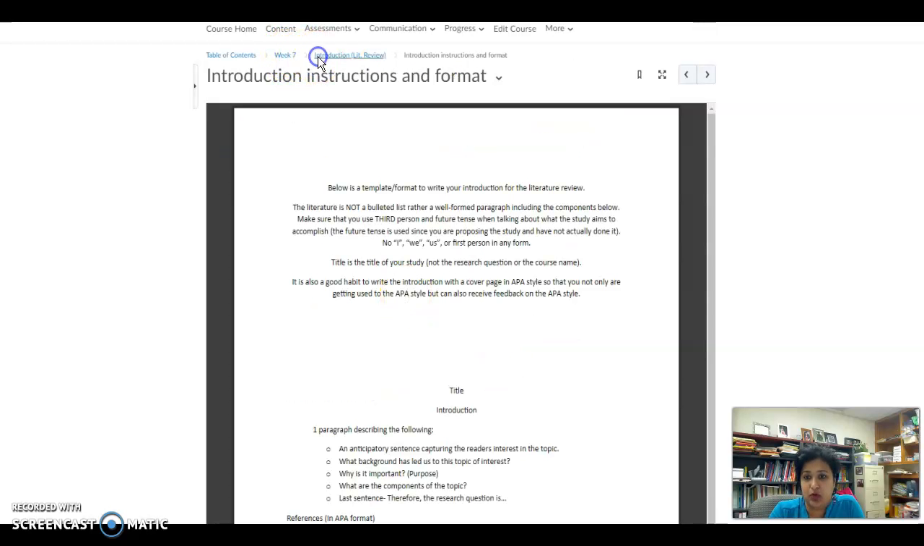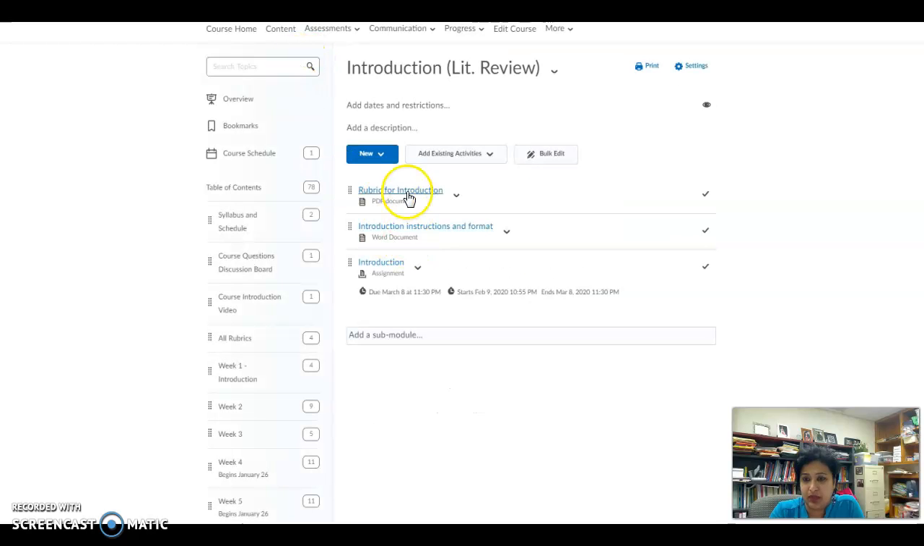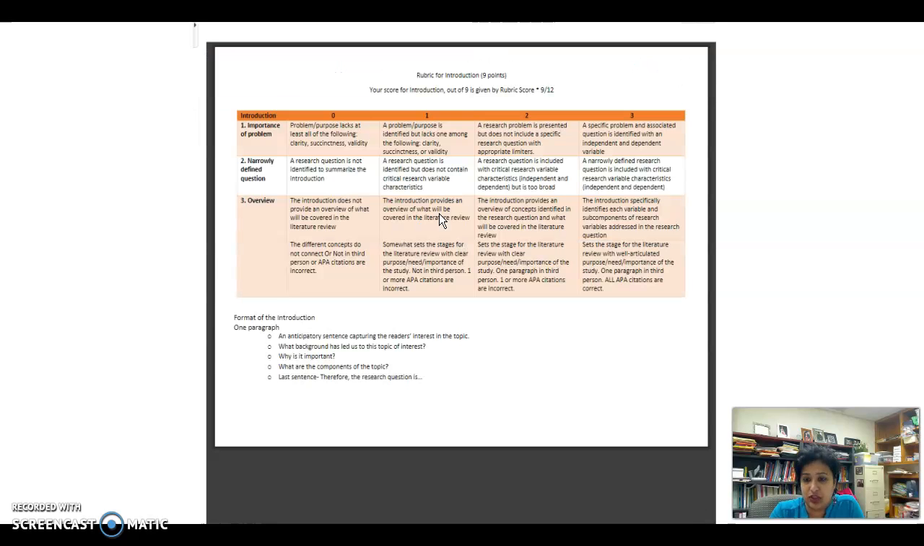If you go back, you will see there is a rubric for the introduction. You can score a maximum of 12 points, and you get 9 out of those 12 points.